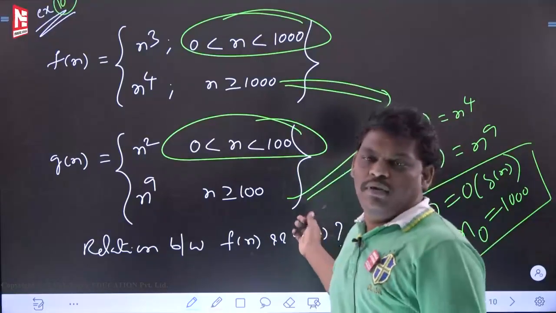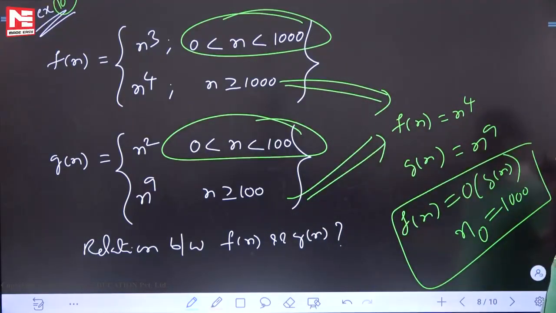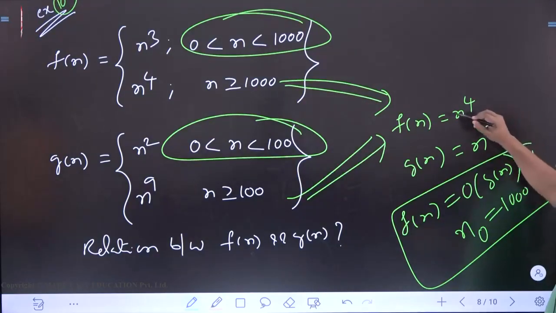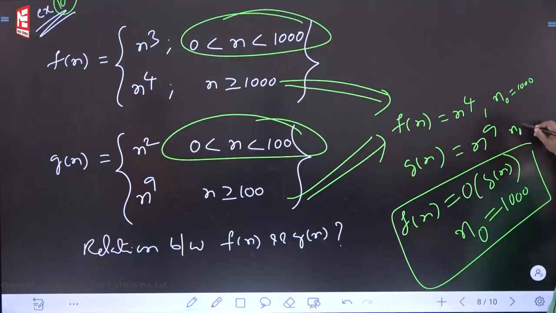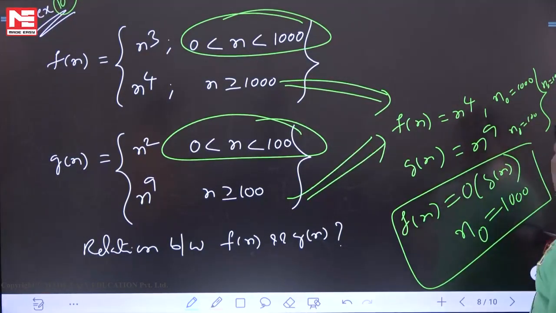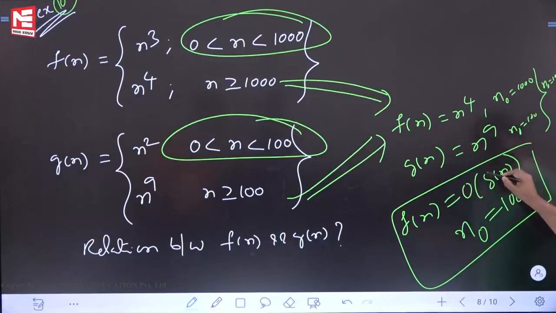Same thing here. F of n is big O of G of n because F of n is n power 4 and G of n is n power 9. From 1000 onwards, F is going to be n power 4. From which place onwards? n0 is going to be 1000. G is going to be n power 9, from which place onwards? 100. What is the common point? The common point is going to be 1000. 1000 onwards, comparing F and G, G is bigger.